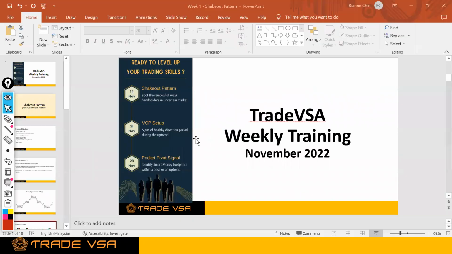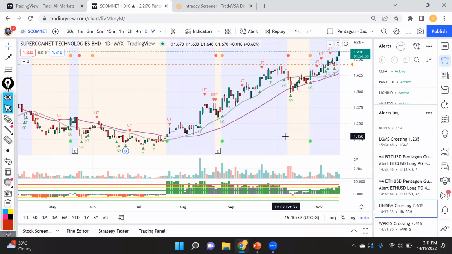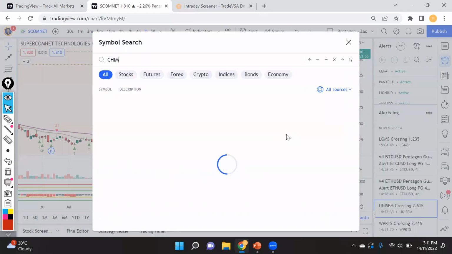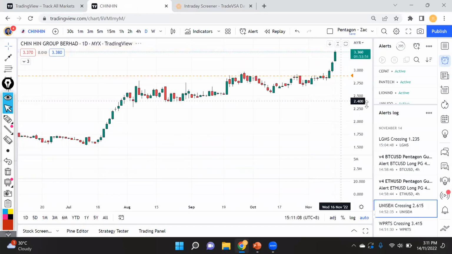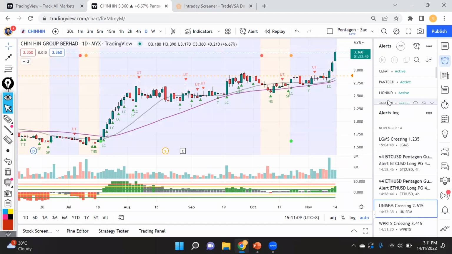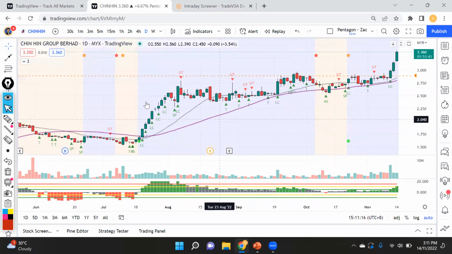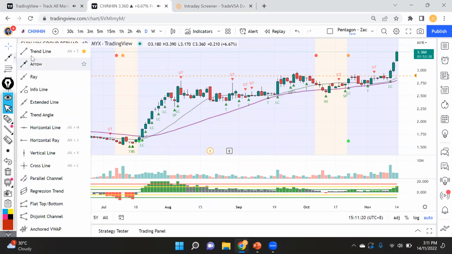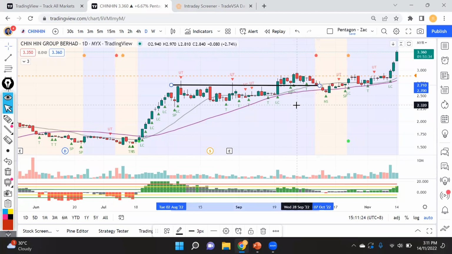Okay, now probably I'll just share with you a real chart before I continue. Anyway, Scopnet continues to move up. Let's look into Chinhin. Okay, we look into one real chart, then I'll continue from the slide, because I want to ensure that everyone understands what the market stage is, how it looks, and what the area is where you should expect the shakeouts to happen. So for example here, Chinhin.